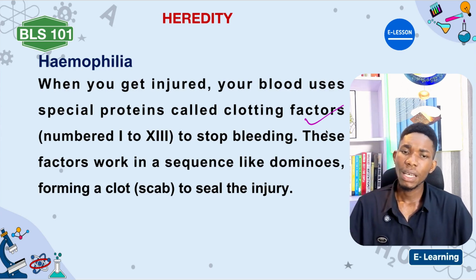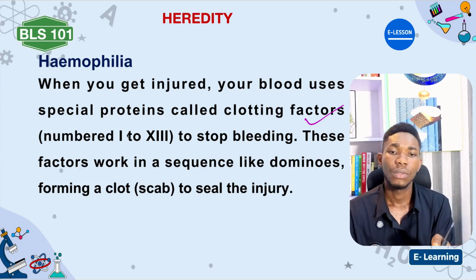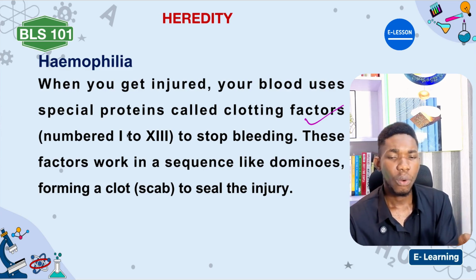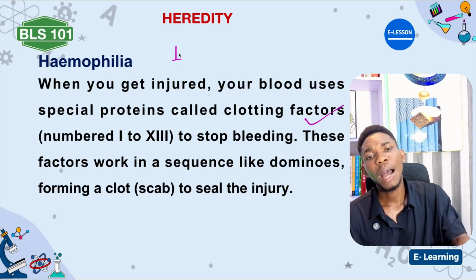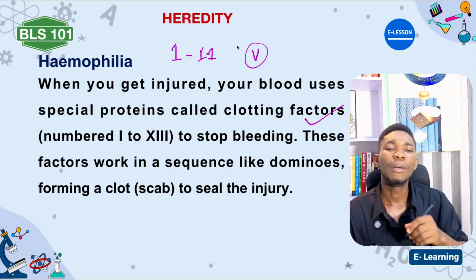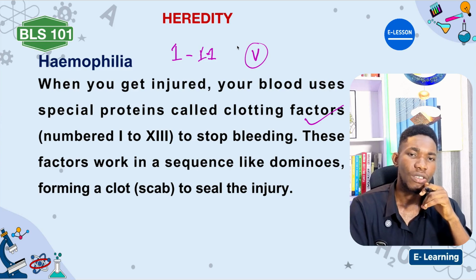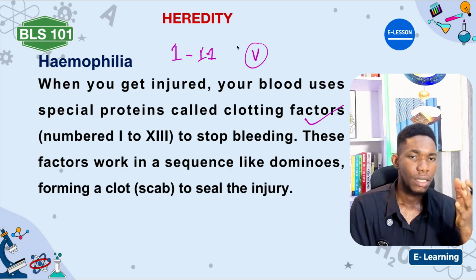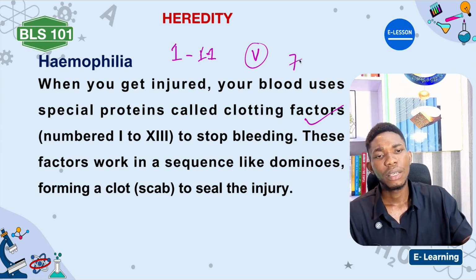When we say they are working in sequence, it means after 1 finishes working, 2 continues, 3 continues, 4 continues, in that sequence. So if, let us say, 1 doesn't work, 2 doesn't work, and it continues like that. Let us say number 5 has a problem. The entire clotting process is altered and destroyed. Hence, you see the person bleeding. Or let us say number 7 has an issue.